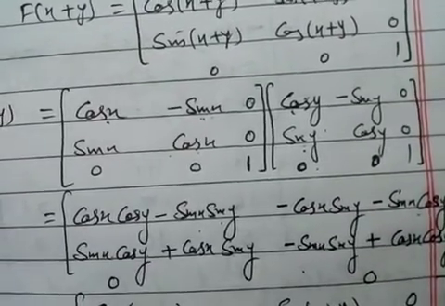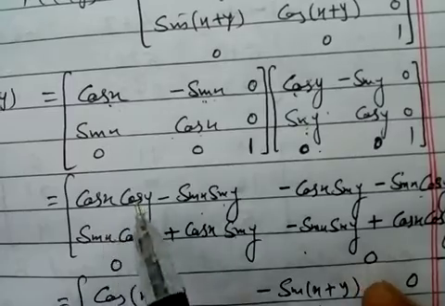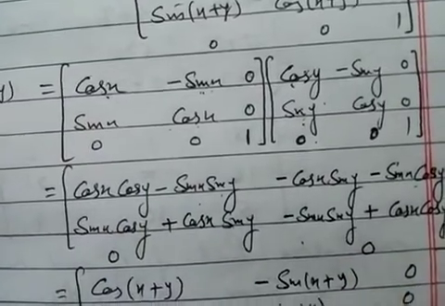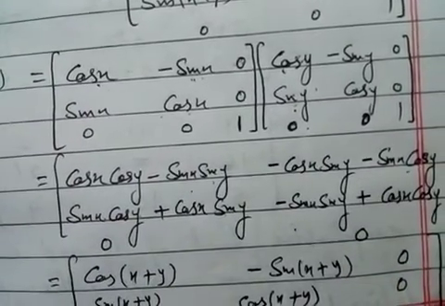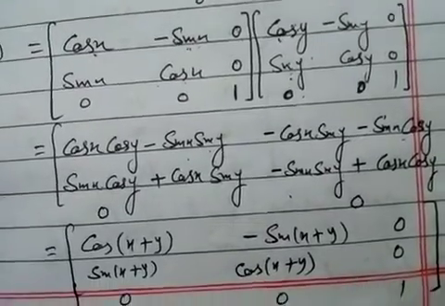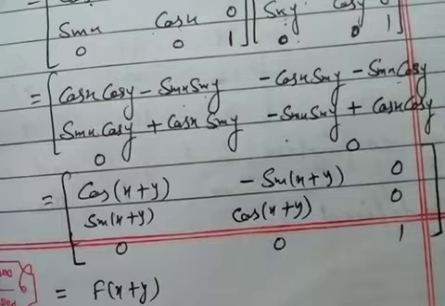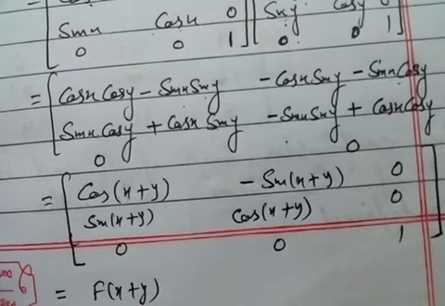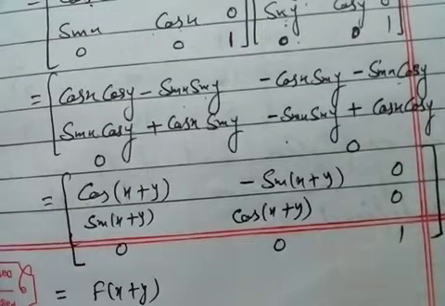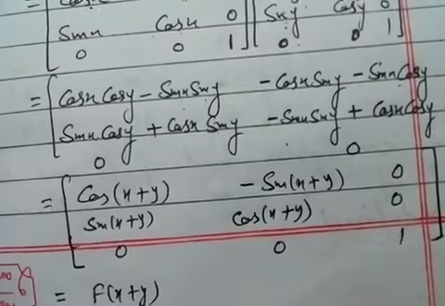Similarly we can multiply the rest. Now we know that cos x cos y minus sin x sin y is the identity for cos of x plus y. We have the identities, so we can write them here. We have f of x plus y in the form of a matrix, so we can write that fx into fy equals f of x plus y is verified.